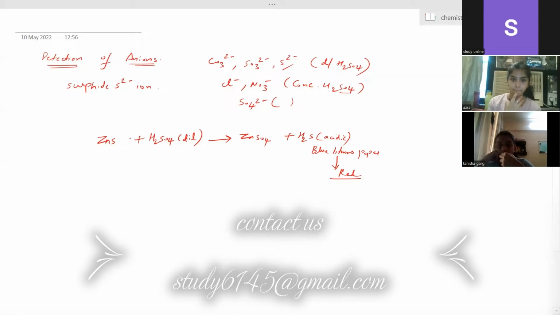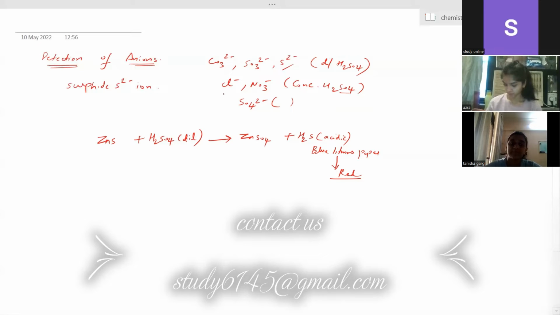Clear? Is there any other thing for hydrogen sulfide? Do you know the reaction between lead acetate and hydrogen sulfide? Fine, that is advanced. If this much is also done, that's fine.